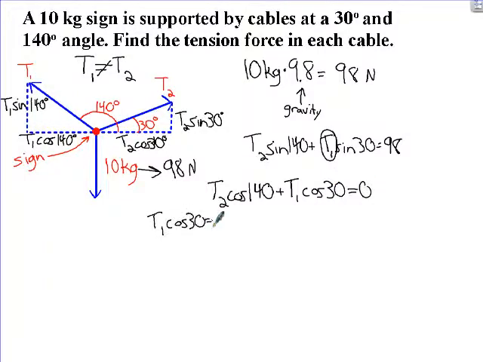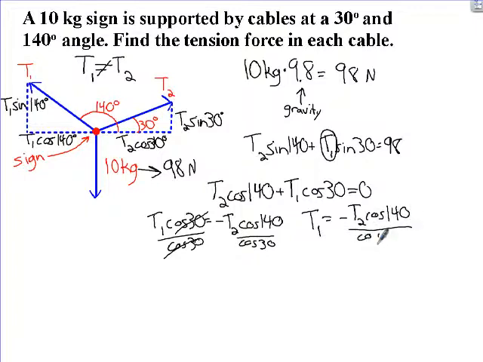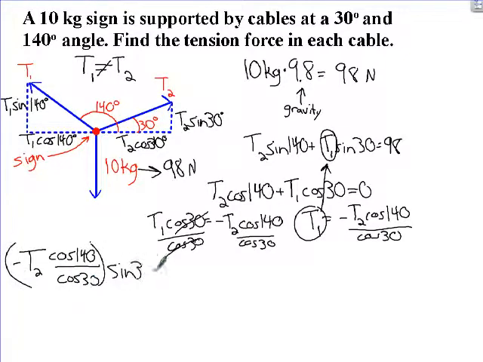Next, we will subtract T2 cosine 140 on both sides. Divide both sides by cosine 30. The cosine 30s on the left-hand side will cancel out. So T1 equals negative T2 cosine 140 over cosine 30. We will now plug this back in to our original equation. Our modified equation will be negative T2 cosine 140 divided by cosine 30 multiplied by sine 30 plus T2 sine 140, all equal to 98.